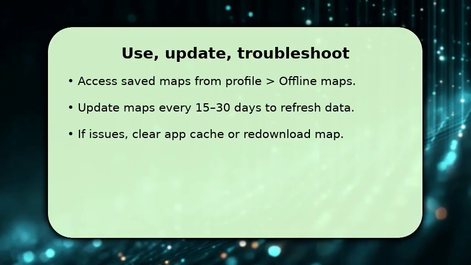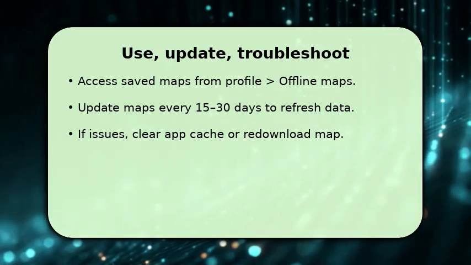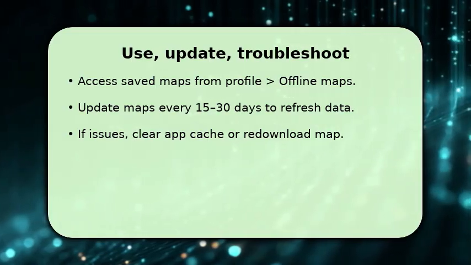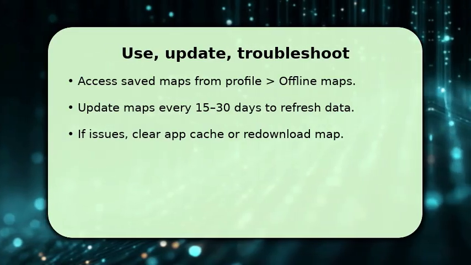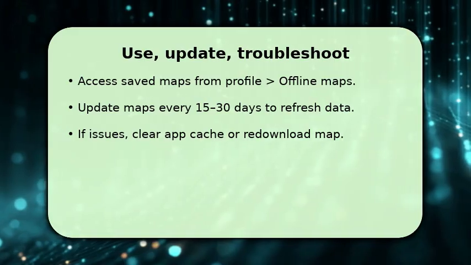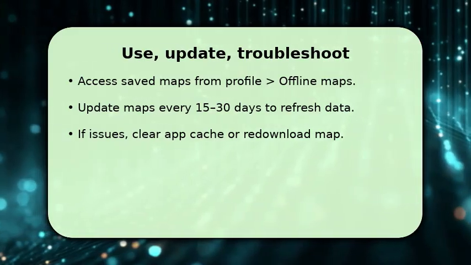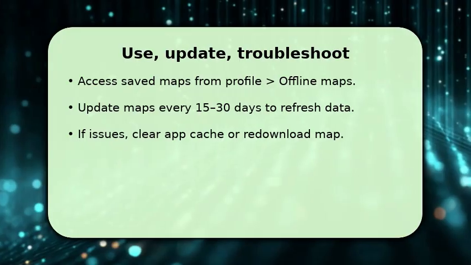Open Google Maps while offline, search and navigate within saved areas, and the app will use your offline data automatically for driving directions and basic searches. Make sure to update offline maps periodically, around every 15 to 30 days, so new roads and POIs are included.